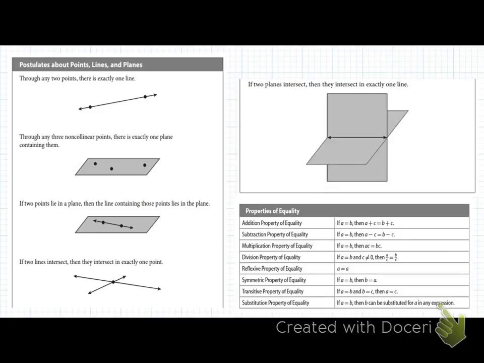Next one, if 2 lines intersect, they intersect in exactly 1 point. So just want to set something clear. Do lines curve at all? Yes or no? No, they don't. They do not curve. Lines do not curve. Parabolas or quadratic equations curve, but lines do not curve. Okay? Lines are always straight.